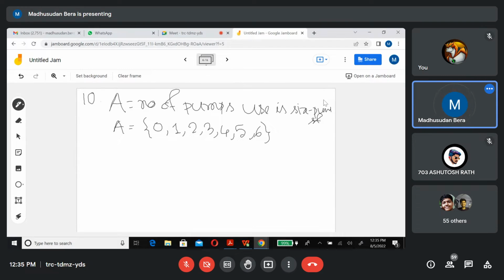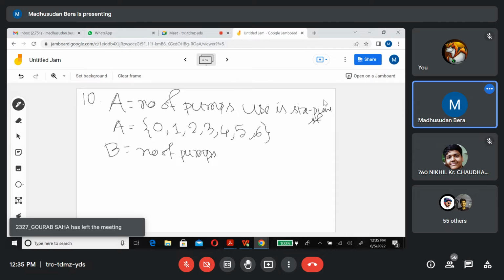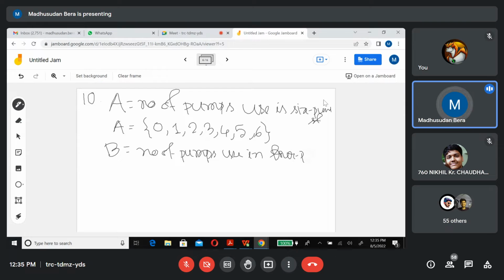Is that okay? Yes, sir. Then B is the number of pumps used in the 4-pump station. So what are the B values? 0 to 4: 0, 1, 2, 3, 4.